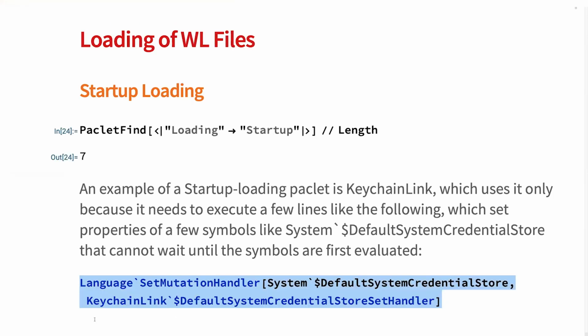But there are only 7 Paclets in my system, and some of these are present in more than one copy. So there's only a very small number of Paclets in the system that use startup loading, which is a good thing. It's a specialized technique that you should only use if you're sure you need it. One example is KeychainLink. It does that because it just needs to execute a few lines that look like this, right? It needs to set up a property on the KeychainLink default system credential store set handler function, and it can't wait until that symbol is first evaluated. So it uses startup loading so it can run those few lines of code.